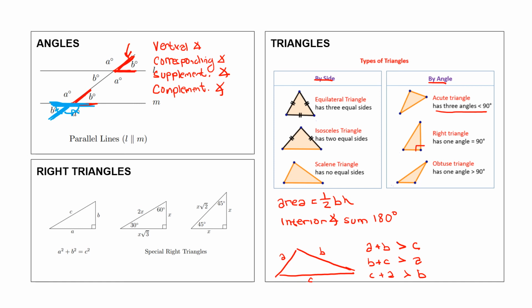All right, moving on to right triangles. In right triangles, we have the basic Pythagorean theorem, which is a squared plus b squared equals c squared. In addition to that, you have special right triangles. Now, special right triangles are 30, 60, 90 triangles, which you see here, where the side opposite from the 30 degrees is x, the hypotenuse is 2x, and the side opposite from 60 degrees is x radical 3.